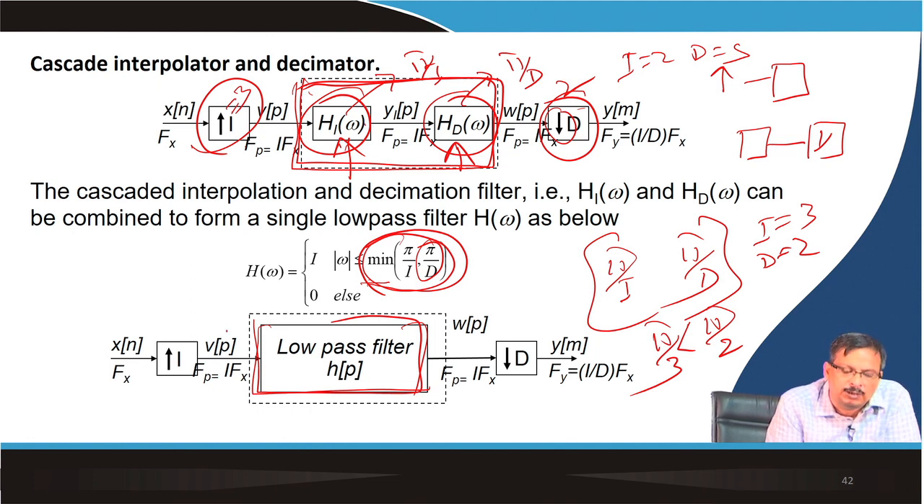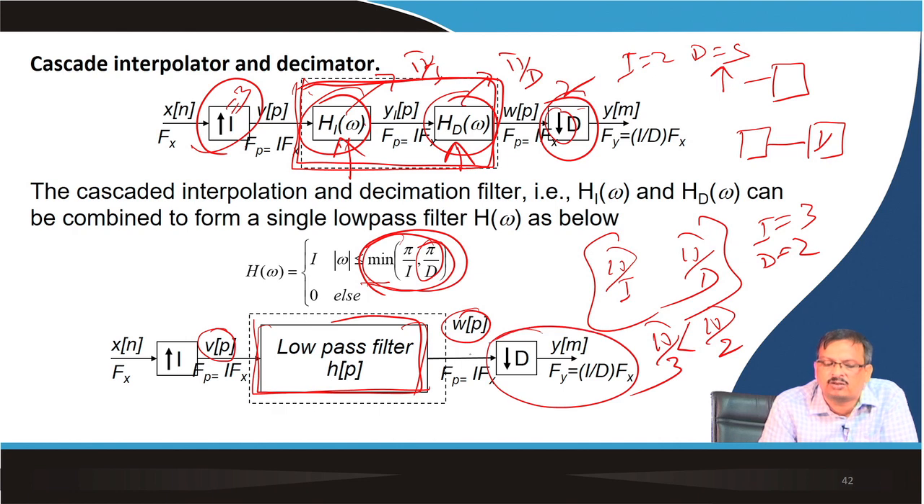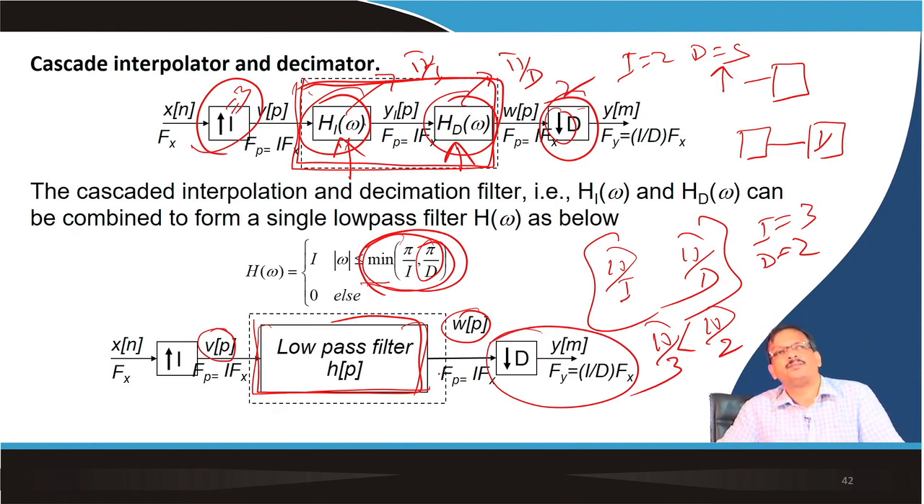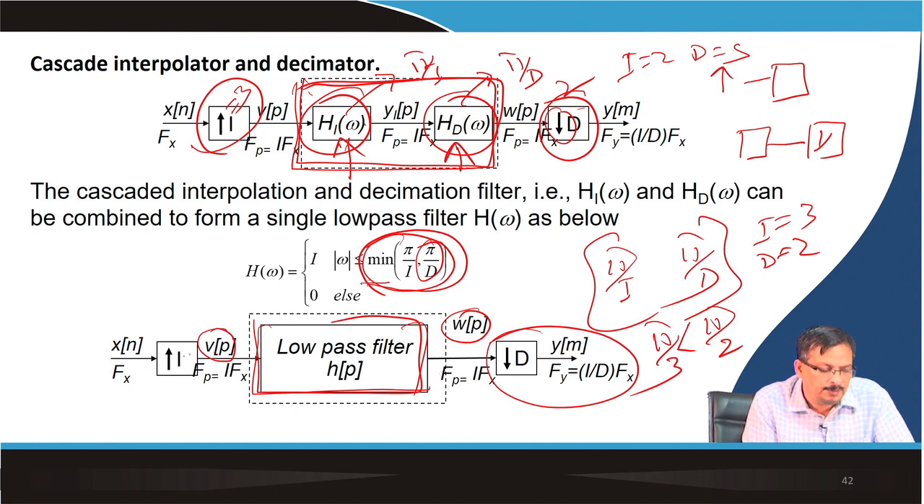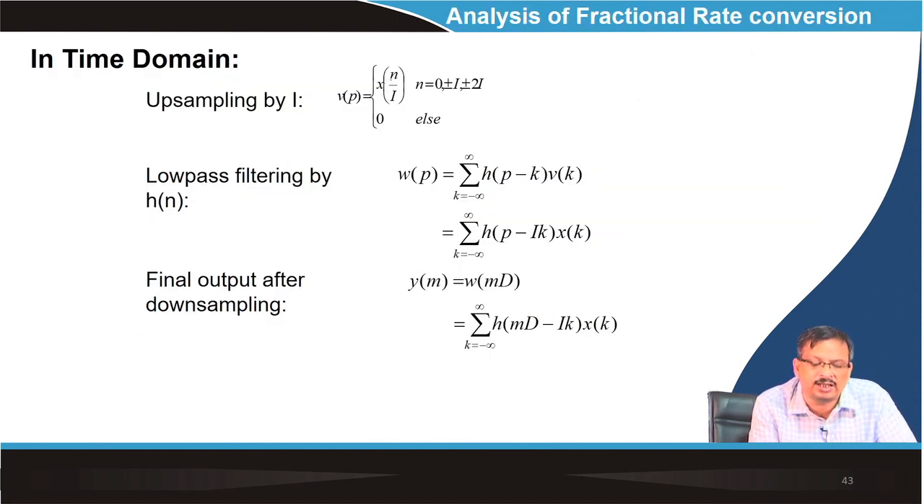So, input is x(n) and output is w(n), and then it passes through a downsampler. Let us analyze the system. First time domain, then frequency domain. So, time domain analysis. So, I know what v(n) is. What is v(n)? v(n) is nothing but upsample by I. So, I can say v(n) is equal to x of n by I, else it is 0.